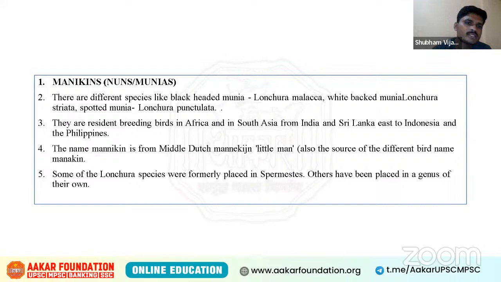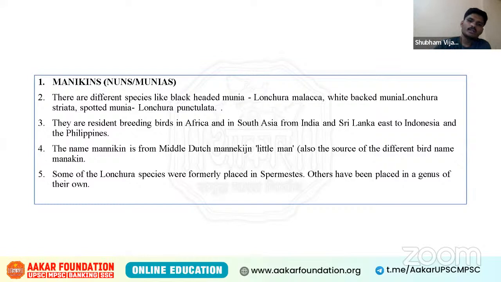Okay, they are resident breeding birds in Africa, in South Asia from India and Sri Lanka, also east to Indonesia and the Philippines. Okay, the name mannikin actually is from the Dutch, and it means little man. Some of the Lonchura species or some of the mannikin species were formerly placed in Spermestes. Others have been placed in other genera. Okay, forget it. Now the commonly used genus is Lonchura.